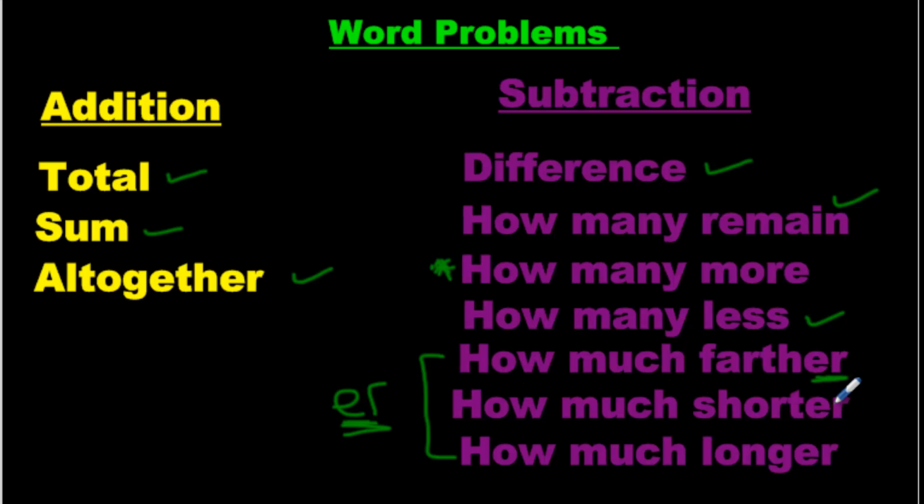And then the ER words. Try to close your eyes and recite as many of the subtraction clues as you can. Are you thinking difference? Are you thinking of the ER words? How much more, how much farther, how much longer, how much shorter? Can you think of more ER words? How much wider, how much smaller, how much shorter? Well, shorter was on there. But those are all examples of ER words that all mean the same thing: subtract. See how many more you can do before we move on.